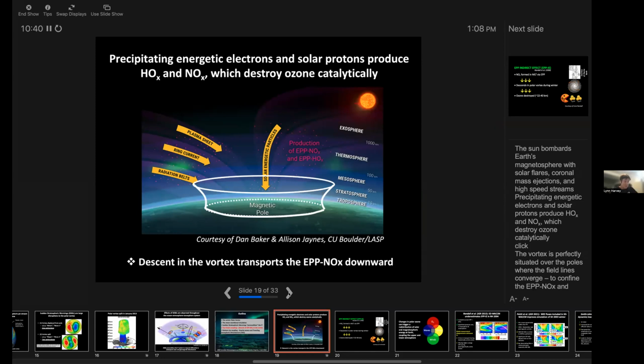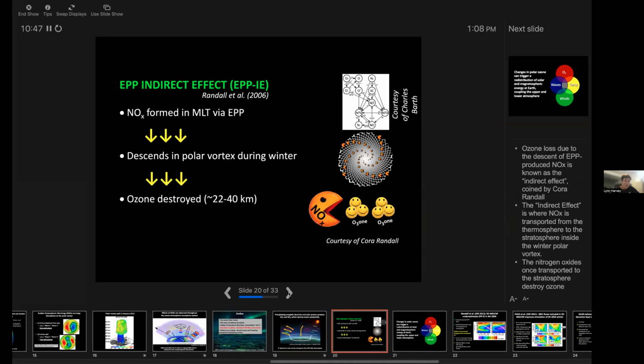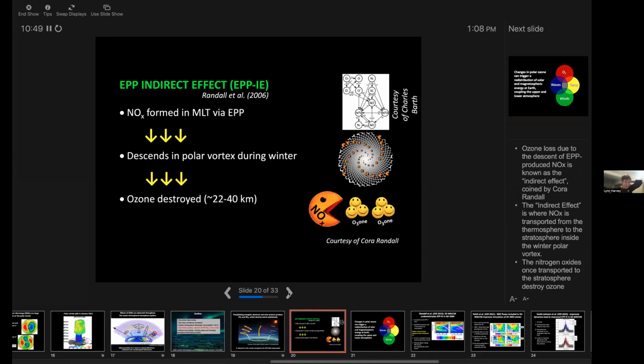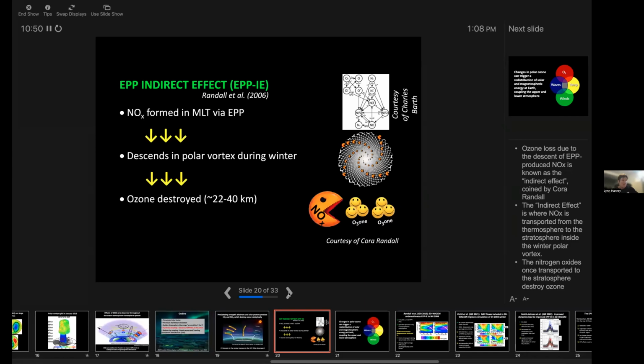Descent in the vortex transports the nitric oxide produced by the ionization down to the stratosphere where the ozone is. Ozone loss due to the descent of EPP-produced NOx is known as the indirect effect, a term coined by Cora Randall some 15 years ago. So you have a complicated series of chemical reactions in the thermosphere that produce NOx. That NOx then descends in the polar vortex down to the stratosphere, where the NOx is represented here by the Pac-Man molecule gobbling up the happy ozone molecules.